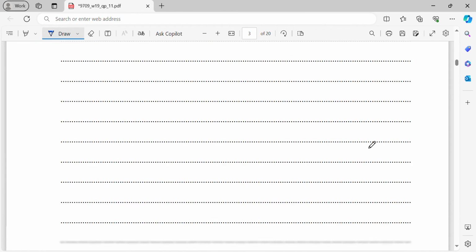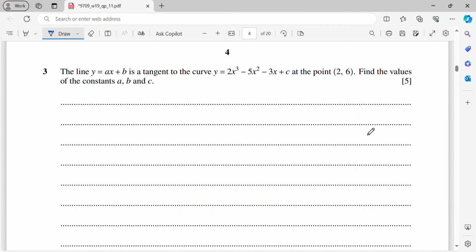Okay, so let's move on to question number 3. The line y equals ax plus b is a tangent to the curve at the point 2, 6. Find the values of the constants a, b, c. For your information, tangent means the line just touches the curve. When it touches the curve, there's only one intersection point. In other words, b squared minus 4ac equals 0 when you are finding the intersection point.